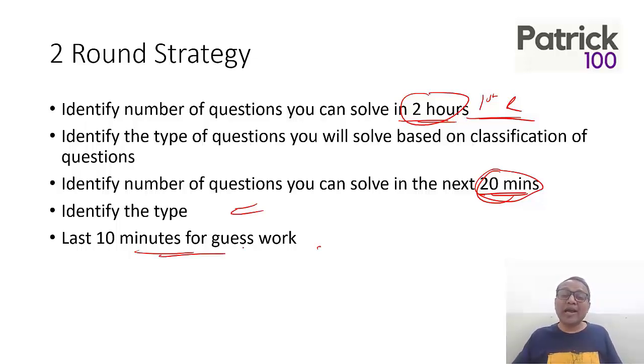The key here is to identify the questions that you will solve in 2 hours and leave the remaining questions that take longer. For example, maybe abstract reasoning is very tough for me, I don't get the answer, so I leave it and don't put it in the first 2 hours. So identify what questions you solve in the first 2 hours, and then solve them.